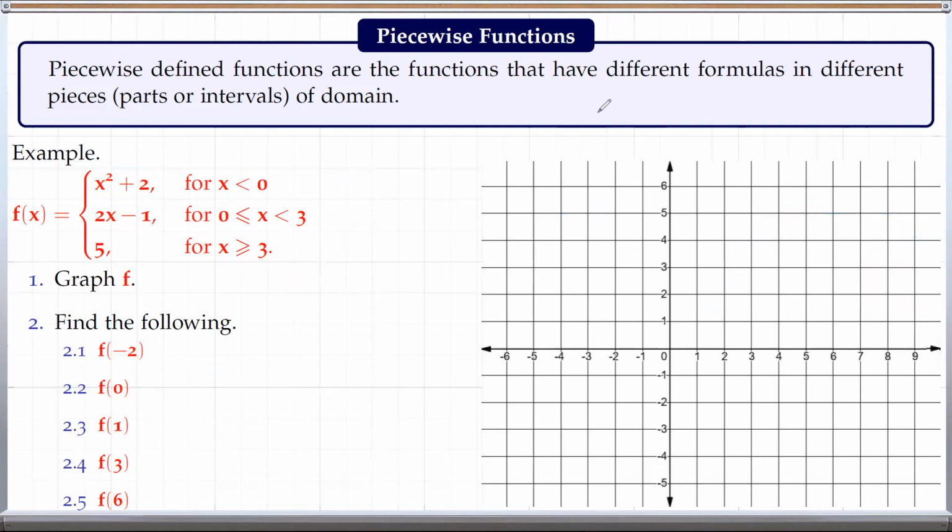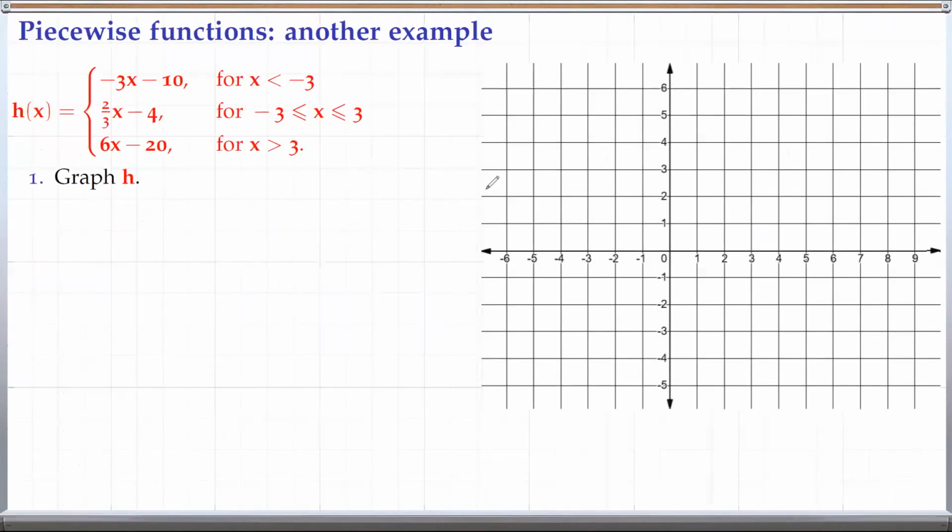Let's look at the next one now. Again, we want to graph this function. Here we have another piecewise defined function. So we again have 3 pieces. So the first one is for x less than -3. We have y equals -3x minus 10.